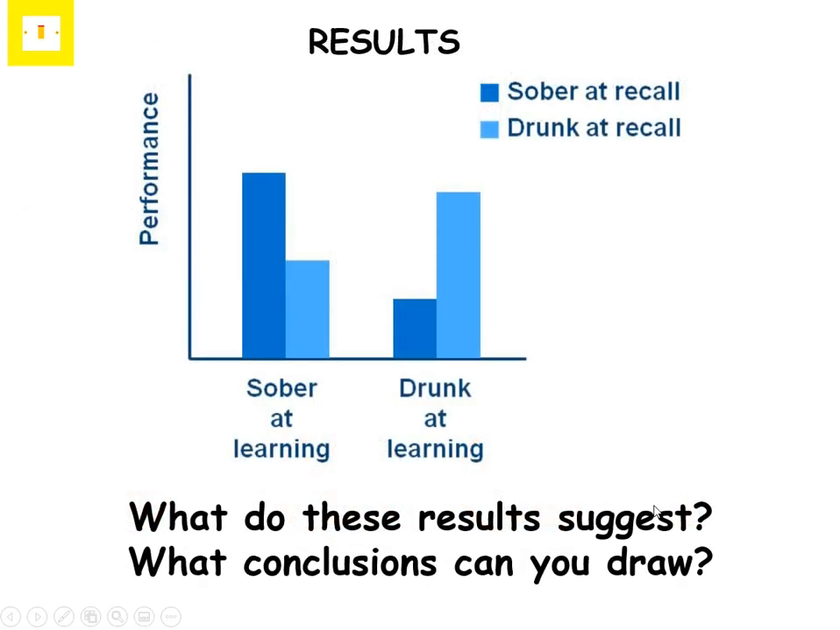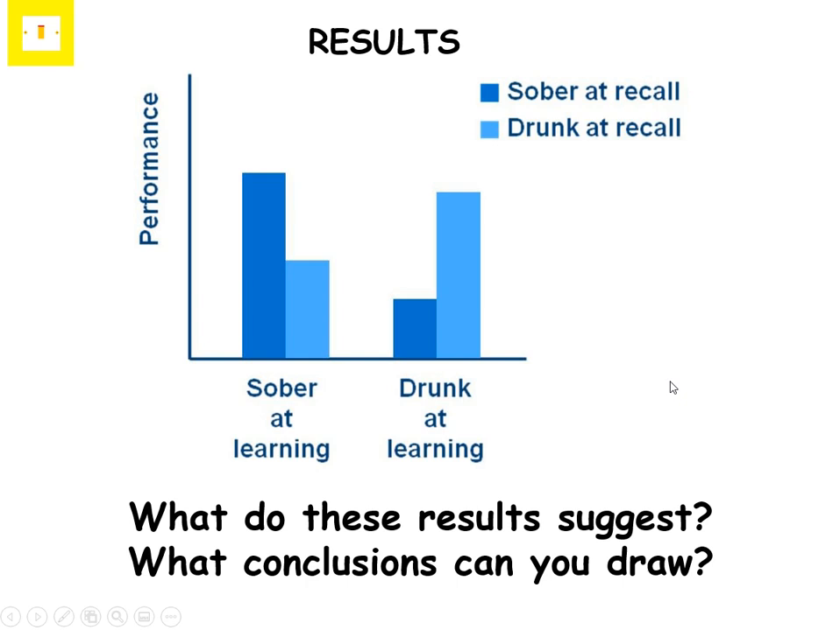So if we just move on, just have a look, and again these are basic results, but really in my opinion for AQA this is all you would need, as long as you're aware roughly what the results show. So what we can see here is if you're sober at learning and you recall sober, we can see that the bar is quite high here, so the same state. But if you're sober at learning, obviously, and drunk at recall, the learning isn't as good.